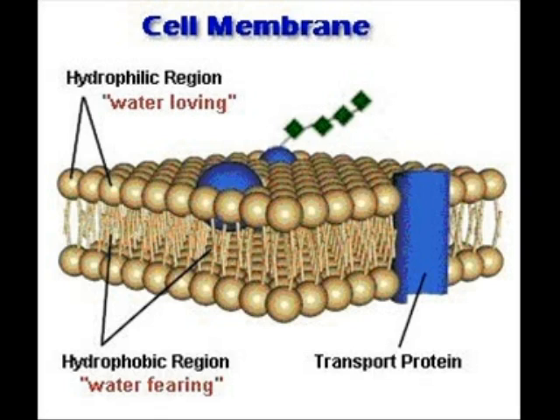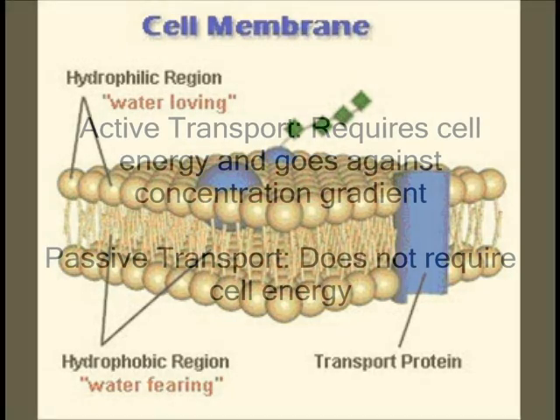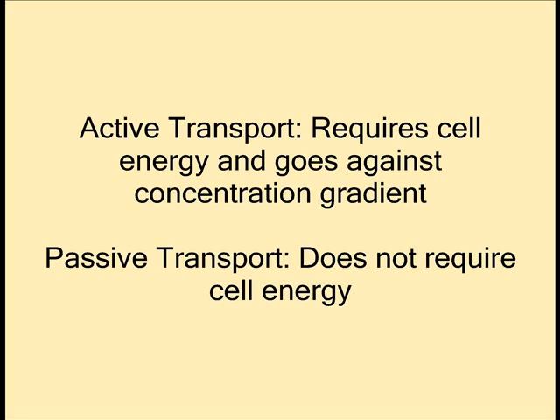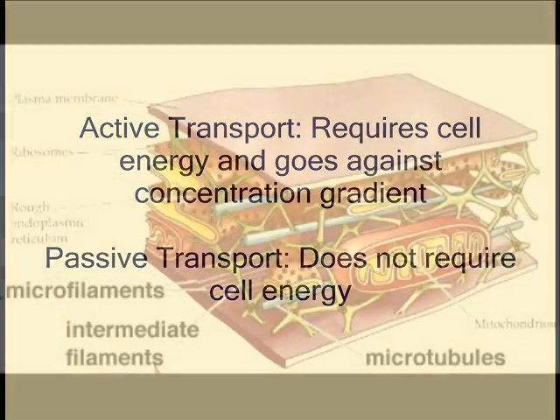Also, the cell membrane is made of proteins and lipids. The difference between active transport and passive transport is that active transport requires cell energy and goes against the concentration gradient. Passive transport does not require cell energy.